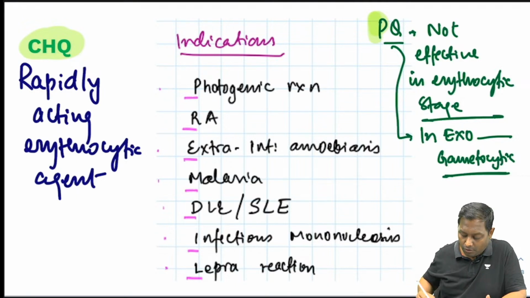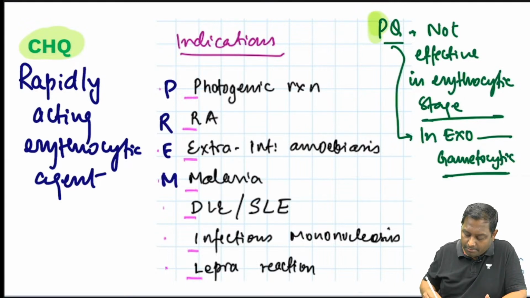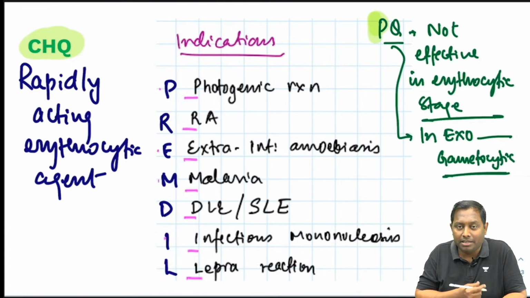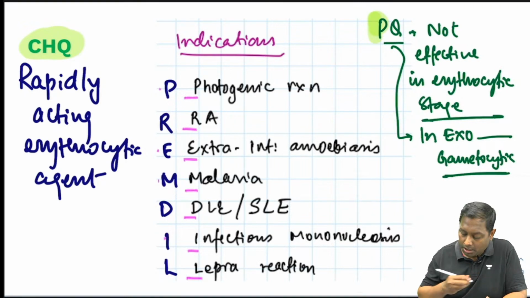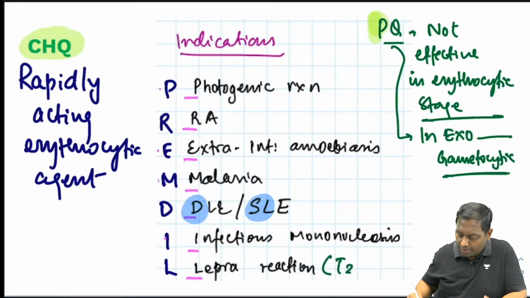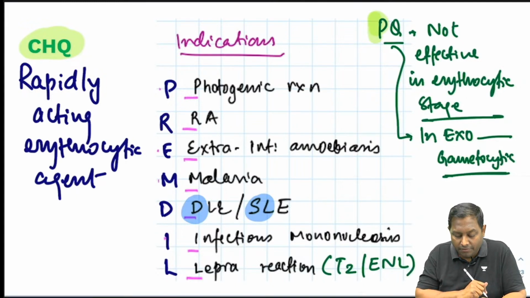multiple conditions, and all those conditions you can remember by the mnemonic PREM-DIL, PREM, PREM-DIL. So I think primaquine, kaafi saara prem ki baat ho rahi hai na aaj. Primaquine is again, I told you, pyaar se woh malaria ko kill karega, hai na. So PREM-DIL will be photogenic reaction, rheumatoid arthritis, extra-intestinal amoebiasis, malaria, discoid lupus erythematosus, which is a variant of SLE, infectious mononucleosis, and type 2 lepra reaction we can also use, which is also known as your erythema nodosum leprosum.